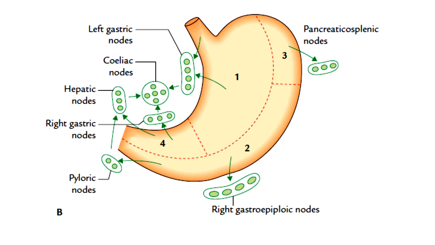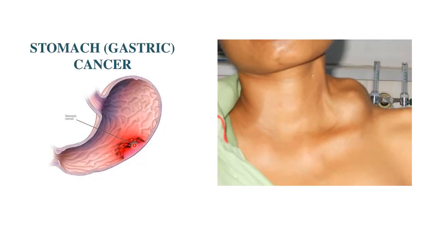Stomach cancer or gastric carcinoma most commonly occurs in the pyloric antrum along the greater curvature of the stomach, and spreads to the left supraclavicular lymph nodes. The enlarged left supraclavicular node, the Virchow node, may be the first sign of stomach cancer. The cancer cells reach the supraclavicular lymph nodes through the thoracic duct.